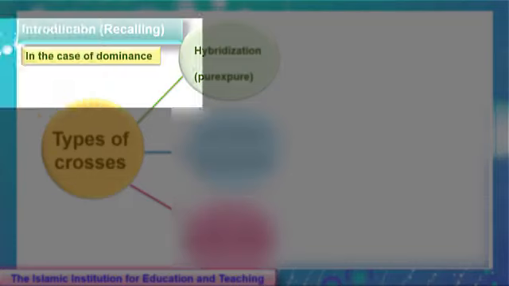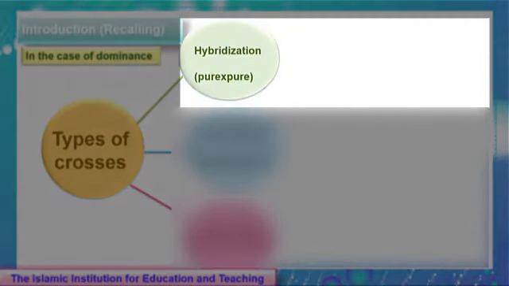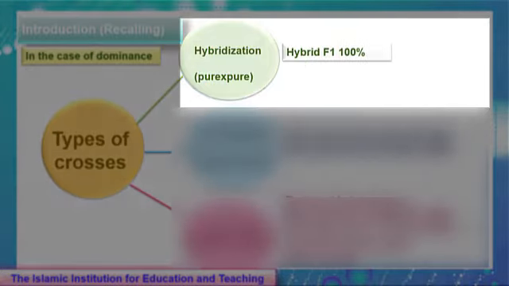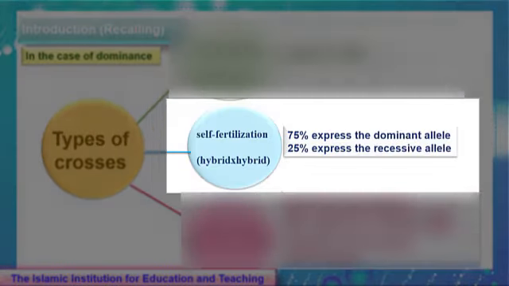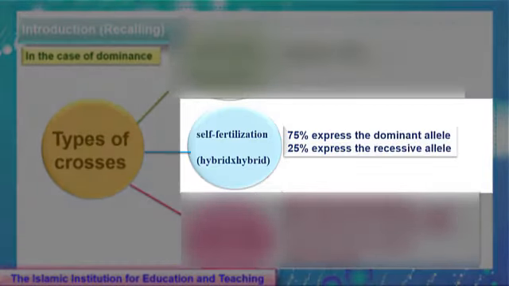Let's recall the types of crosses in the case of dominance. They are hybridization, which is done between parents of pure lines, and it gives 100% hybrid descendants. The second cross is self-fertilization, which occurs between hybrid parents expressing the dominant allele, and it gives 75% descendants expressing the dominant allele and 25% expressing the recessive allele.